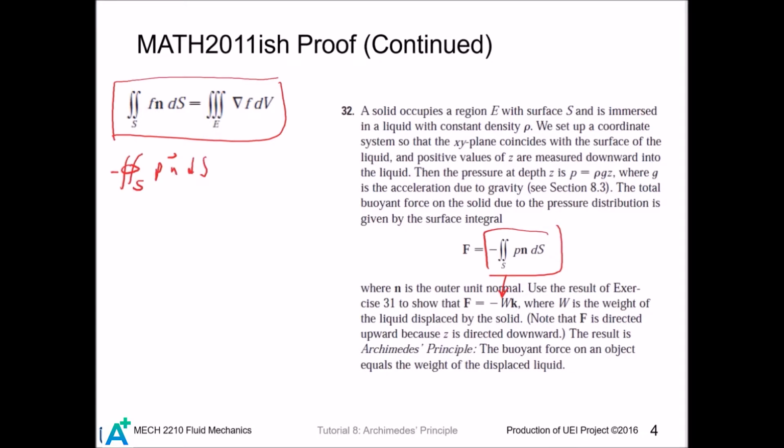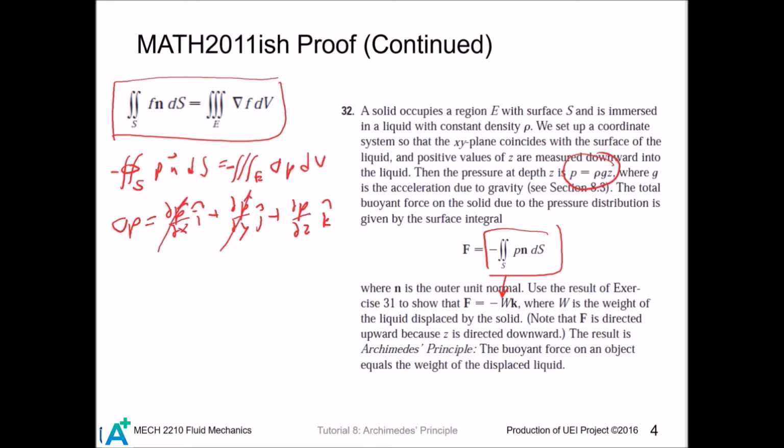But the gradient of P equals partial P partial x i plus partial P partial y j plus partial P partial z k. And clearly, P is not a function of x or y. And we have partial P partial z equals rho g. So we have the gradient of P equals rho g k.